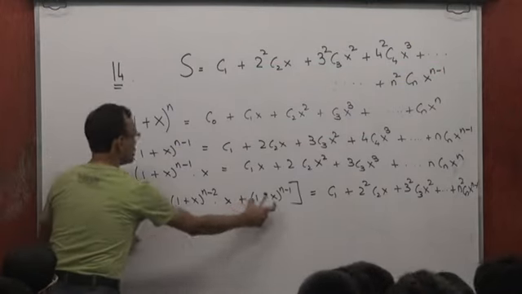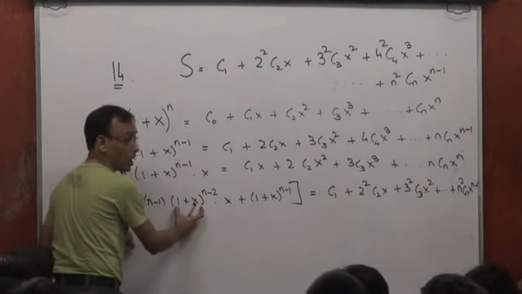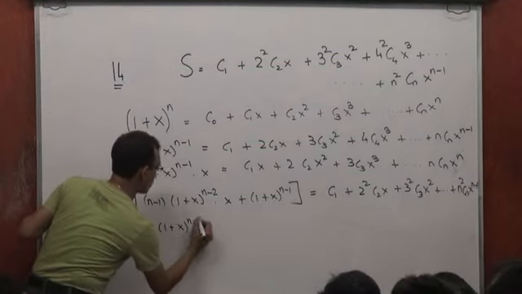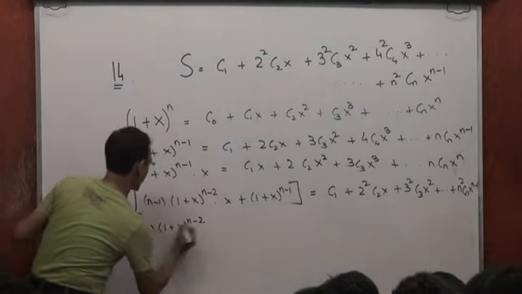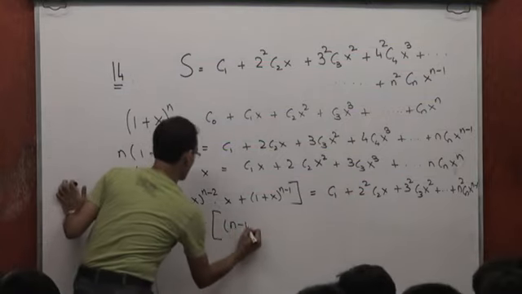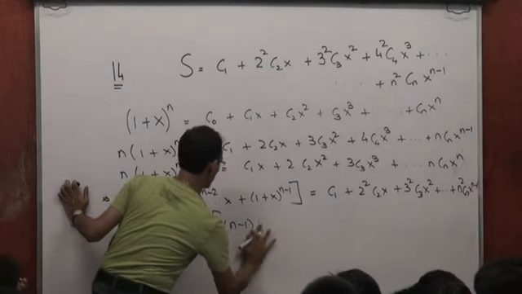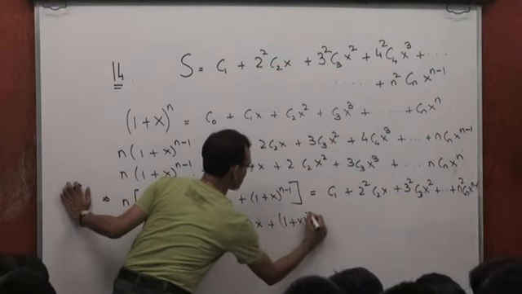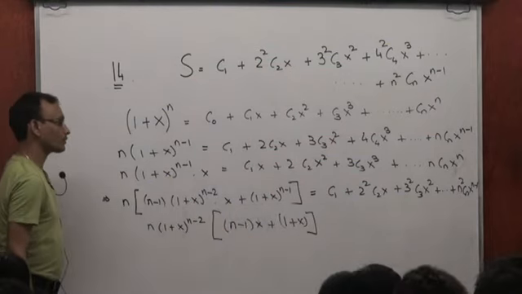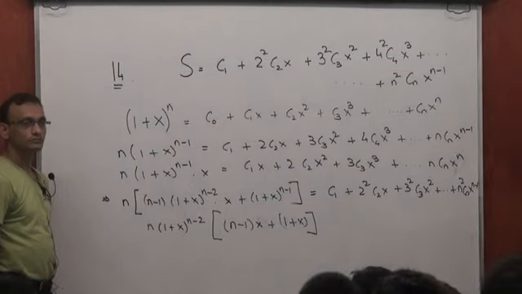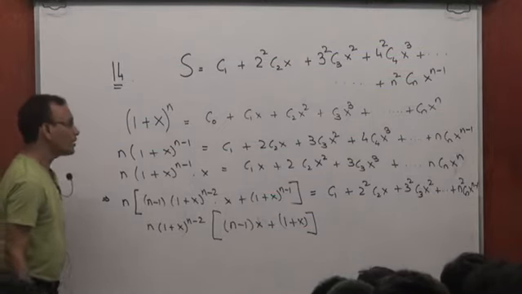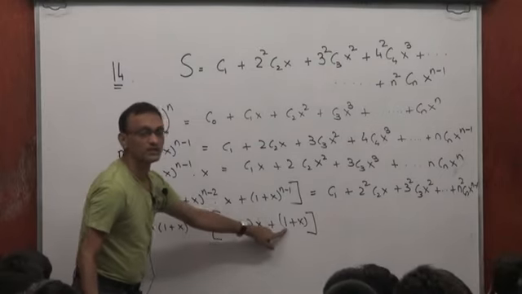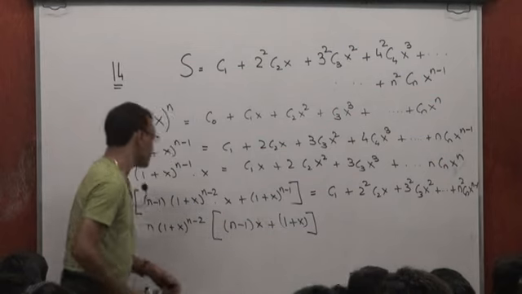Just to simplify matters, you could take (1 plus x) power n minus 2 common from the whole thing. Then you get n minus 1 into x plus 1 plus, which is only nx plus 1.